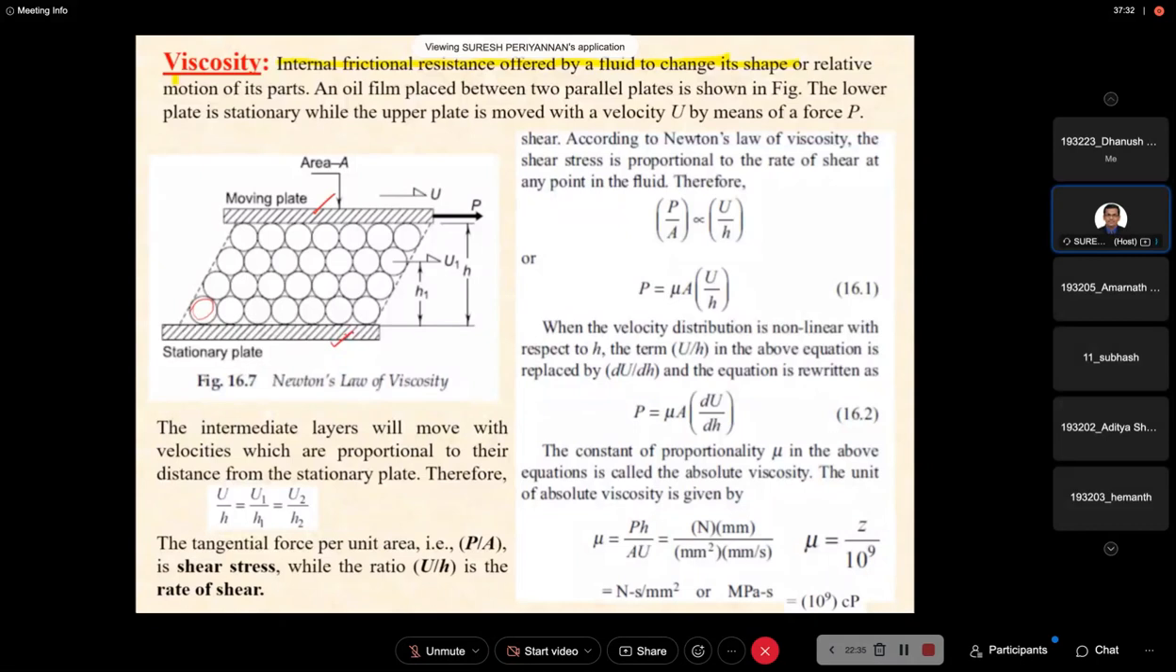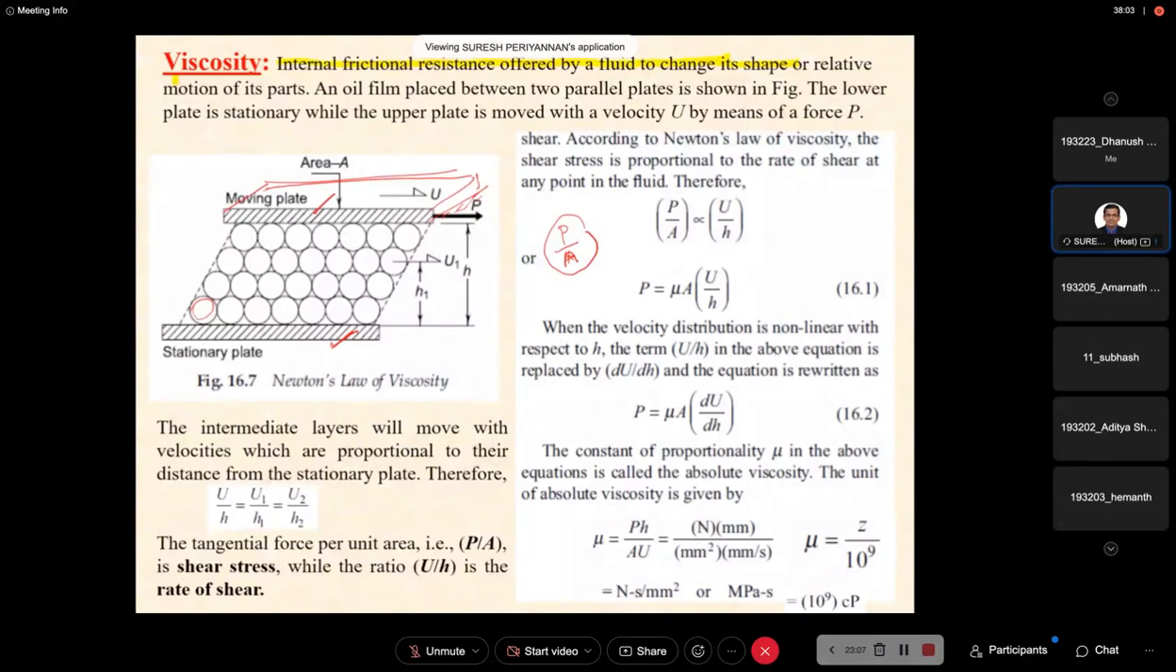Now, the lower plate, the stationary plate, is fixed. The upper one is the moving plate, with velocity u. Now, what type of force is generated here while applying the force P? The bottom part of this plate is subjected to shear. Then P by A is the shear stress developed in this.